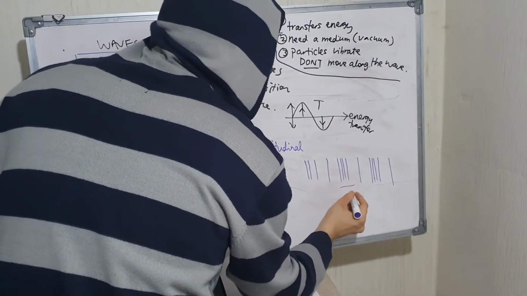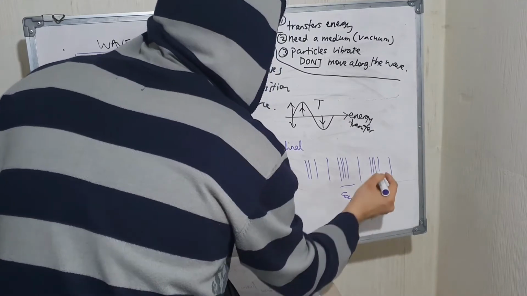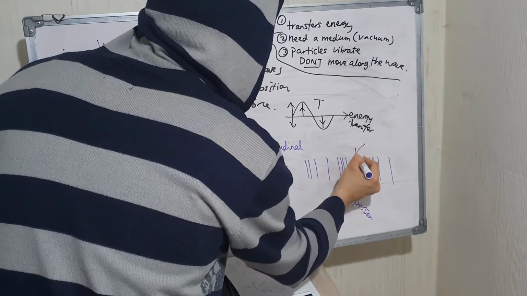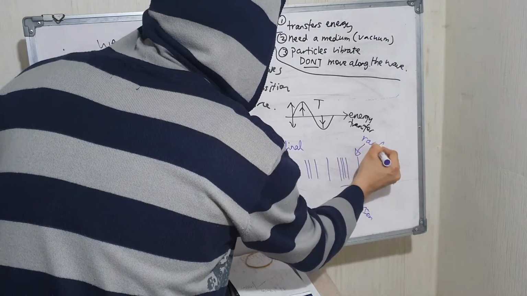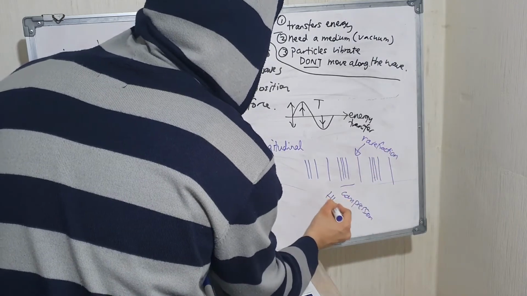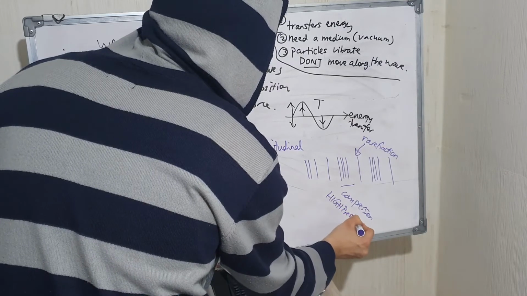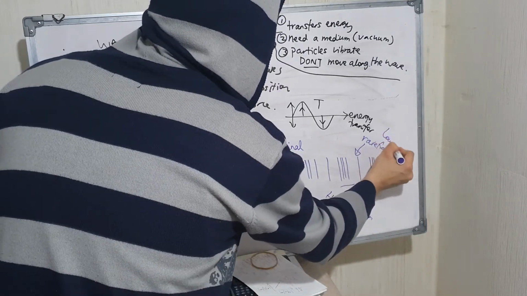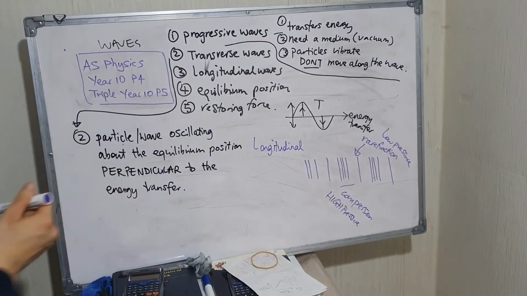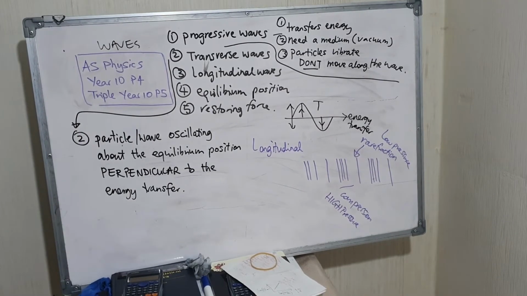So here you've got compression. Here, because it's bunched close together, is a compression. Here is the rarefaction. And the compression is where it's high pressure. And here it's low pressure. Okay, so rarefaction is low pressure and compression is high pressure.